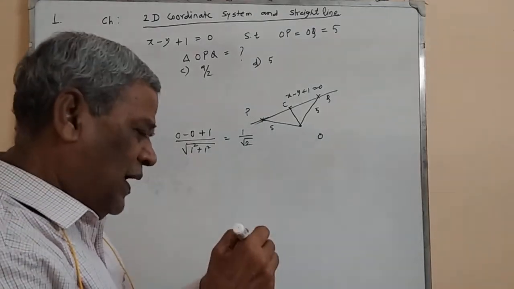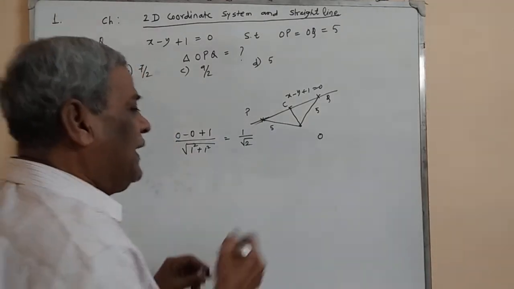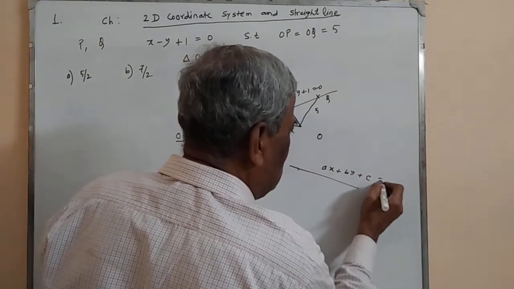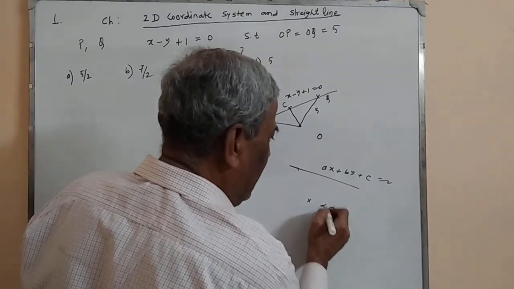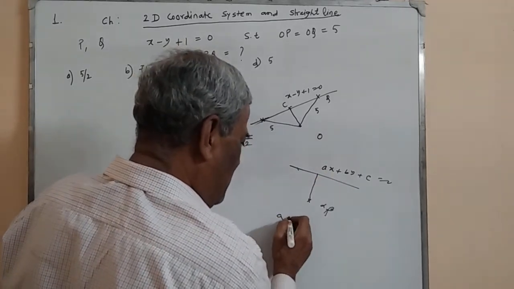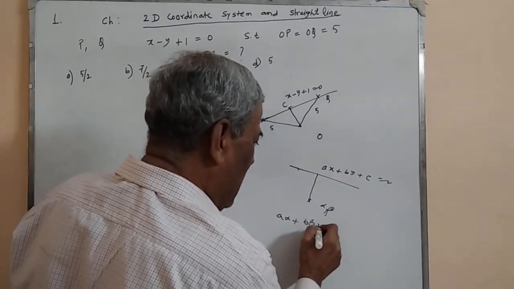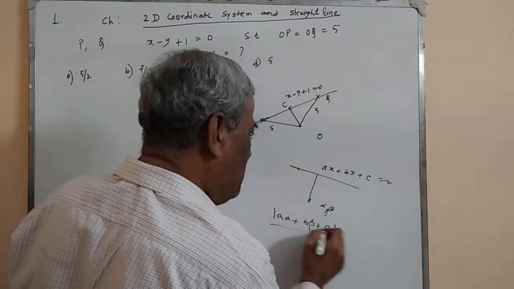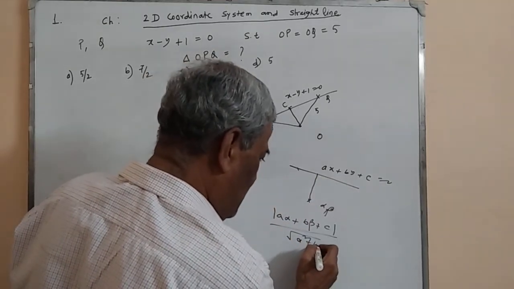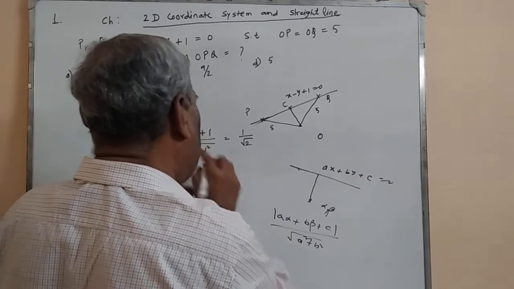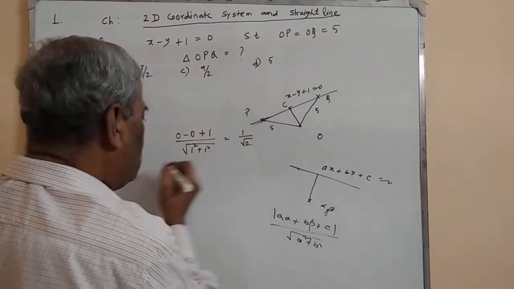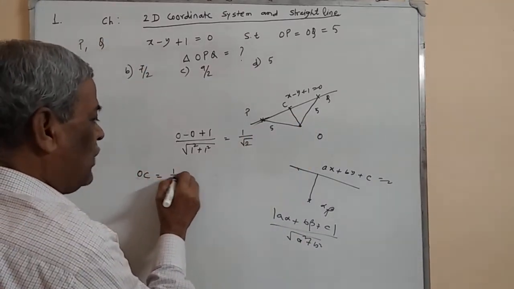This formula, I think you know it: if ax plus by plus c equals 0 and (alpha, beta) is a point outside it, then the perpendicular distance is mod of a alpha plus b beta plus c divided by root over of a square plus b square. Using the same formula, we did it. So OC, that length, is 1 by root 2.